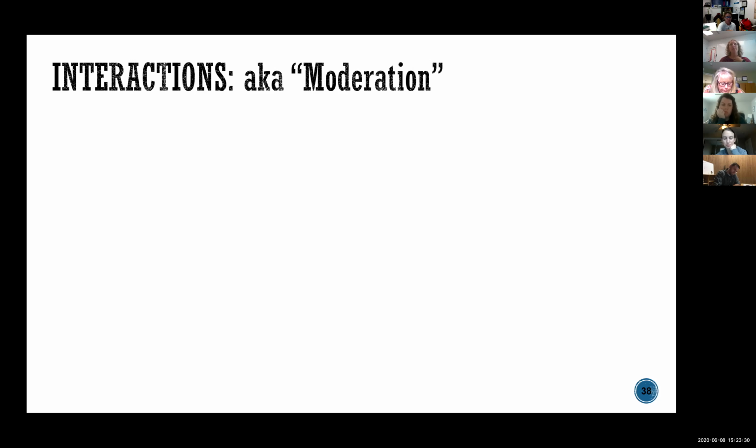Interactions can be labeled with the word moderation. A lot of times in social sciences, we talk about mediation and moderation. Mediation is something different. We're not going to go there. But moderation just means you have an interaction.